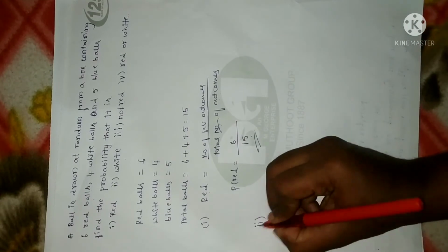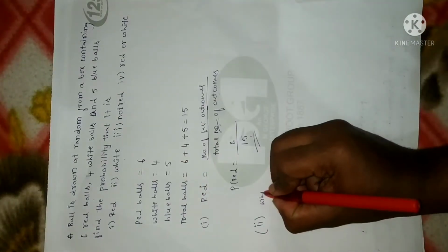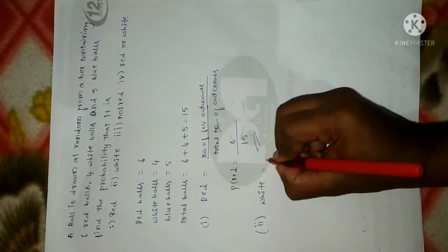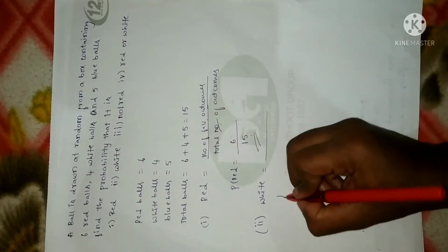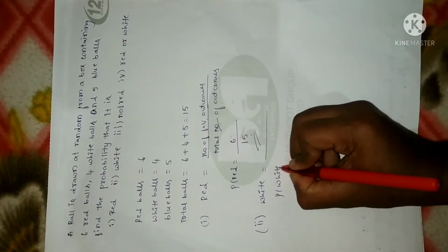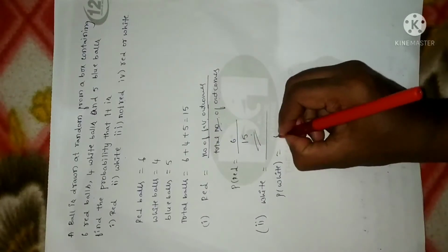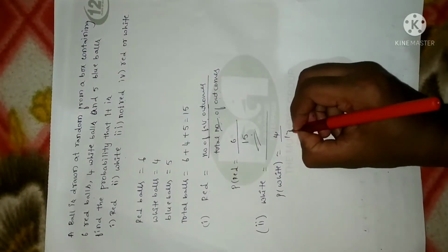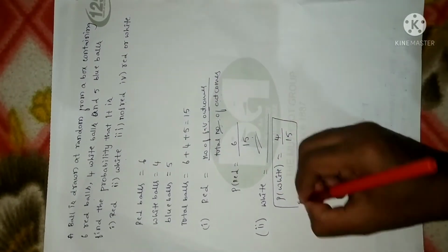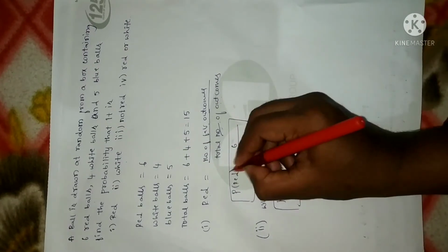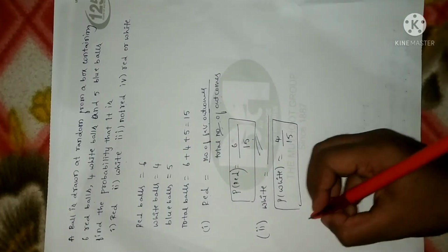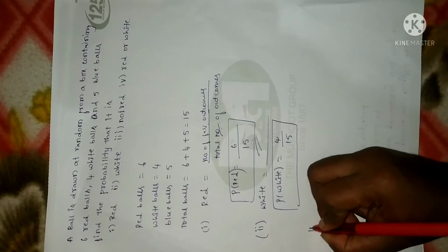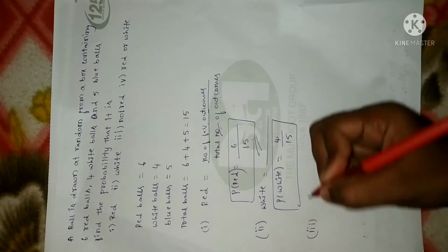Fine. Second one, white ball. Similarly, for white ball, you have to write the formula. You just copy down the same formula. So probability of getting a white ball is, how many white balls are there? 4. Out of how many balls? 15. So probability of getting a white ball is 4 by 15. Probability of getting a red ball is 6 by 15. Clear? Now let me solve the third one.